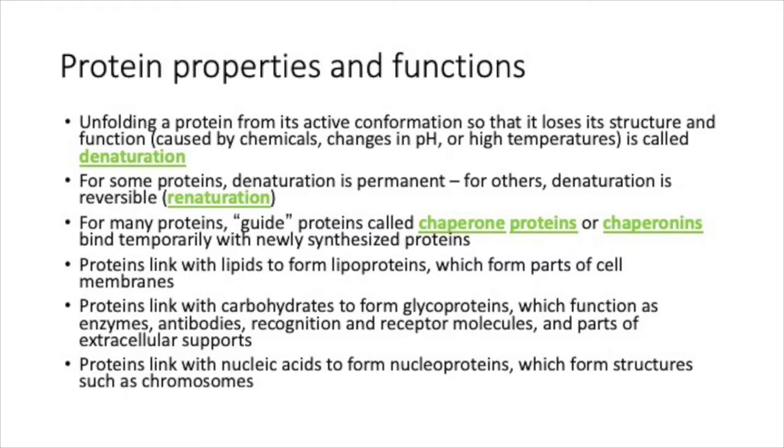Protein properties and functions. Any type of process that unfolds the protein in order for it to lose its structure or lose its function is called denaturation. Right? And this can be caused by chemicals, temperature, pH, anything that unfolds the protein. For some proteins, this is permanent. For others, this is reversible, and that's called renaturation.